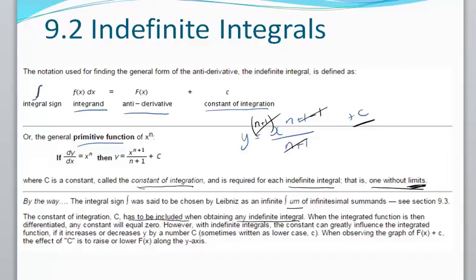When the integrated function is then differentiated, any constant will equal 0. So this will differentiate away to nothing later. However, with indefinite integrals, the constant can greatly influence the integrated function if it increases or decreases y by a number c, sometimes written in lowercase c. When we're observing a graph of f of x plus c, the effect of c is either to raise or lower our f of x along the y-axis.